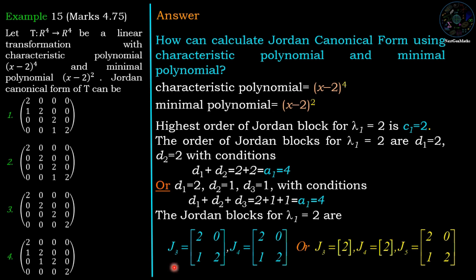For option 1 we have two Jordan blocks of order 2, so 2, 2. And we have the first option in which we have the same Jordan blocks, 2, 2. And in the second option, 2, 1, 1, so we have two Jordan blocks of order 1 and one Jordan block of order 2. So 2, 2, 2, 1, 1 is the option number 2. So option number 1 and option number 2 are the correct answers.